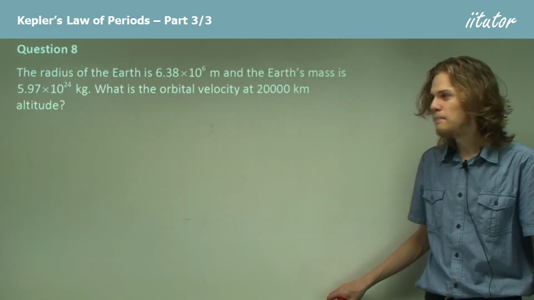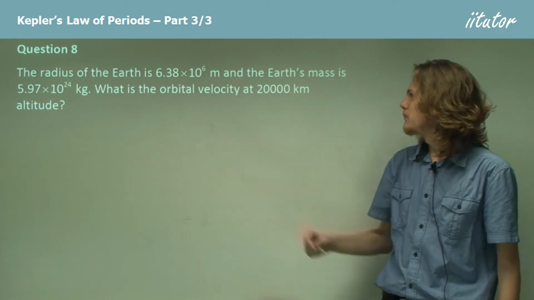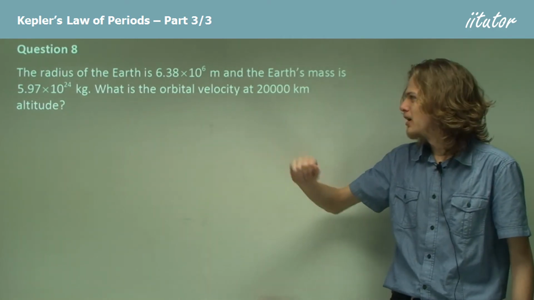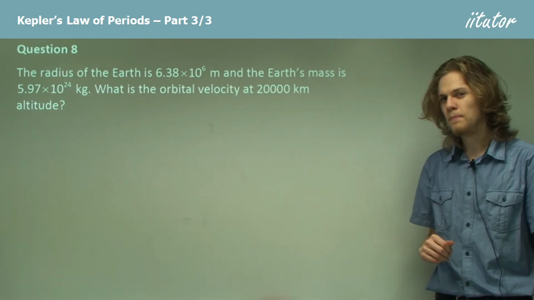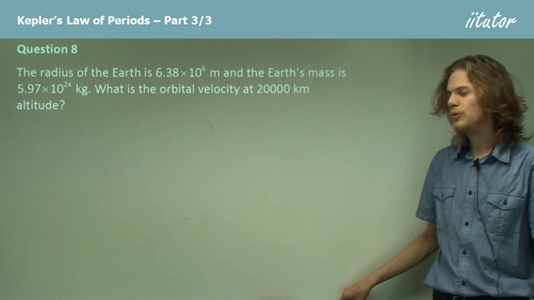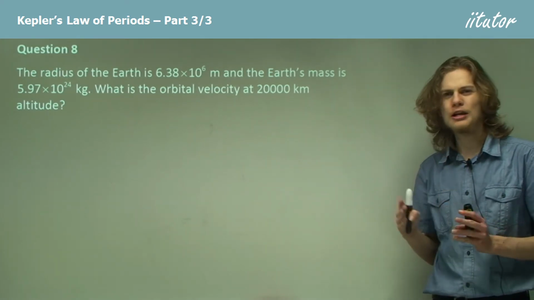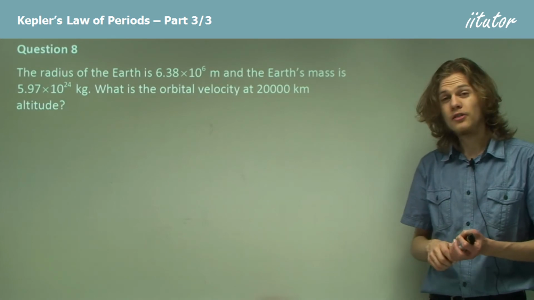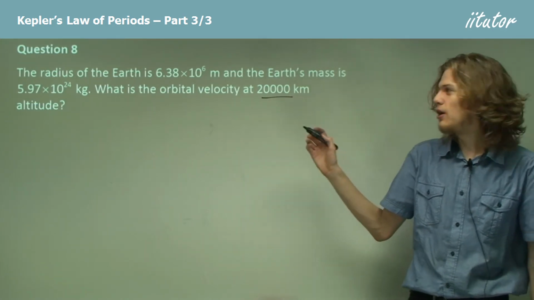Question 8. The radius of the Earth is this figure, and the Earth's mass is that figure. What is the orbital velocity at 20,000 kilometers? Now, to figure this one out, we need to find the orbital radius, which is not going to be quite the same as the altitude. To find the orbital radius, we need to add the altitude to the radius of the Earth.